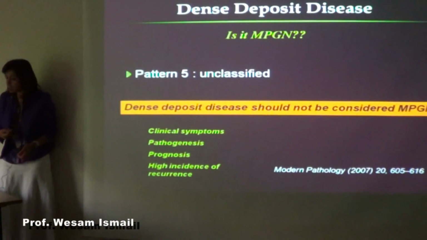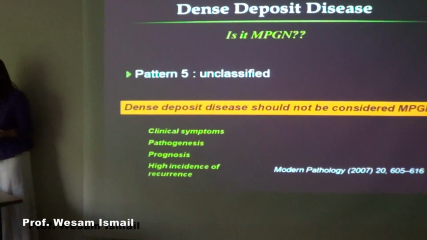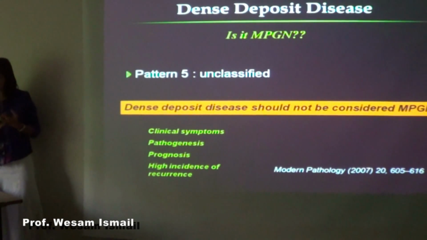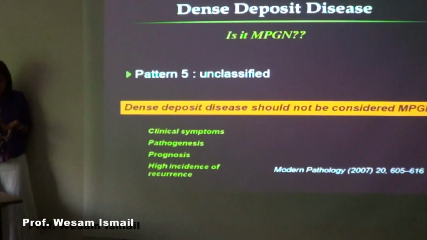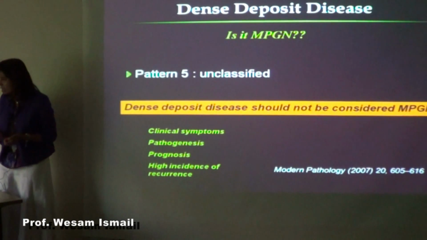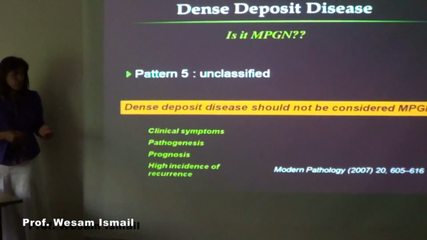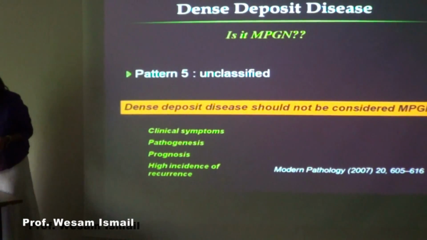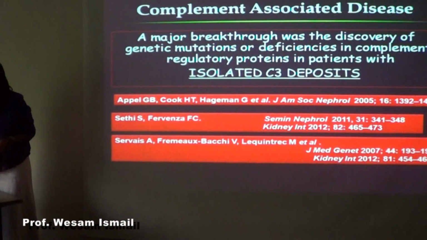So this deposit disease should not be considered proliferative glomerulonephritis. These have different clinical symptoms, a totally different pathogenesis, a totally different prognosis, and has a very high incidence of recurrence post-transplant, up to more than 90%, while regular proliferative ranges have 30 to 40%. So we do not like to call dense deposit disease proliferative type 2 anymore.